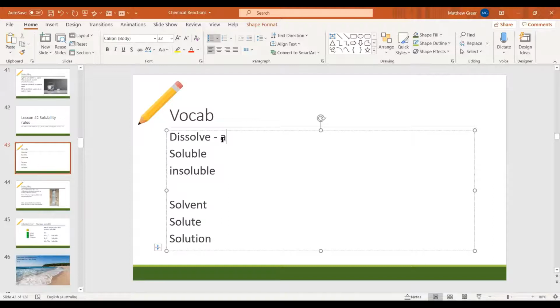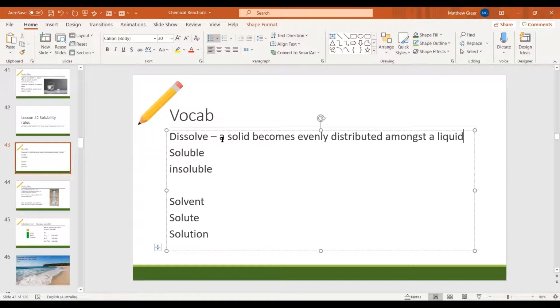Dissolve is going to be a solid becomes evenly distributed amongst a liquid.